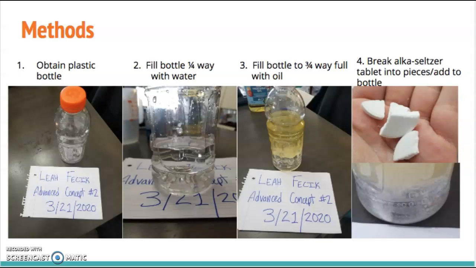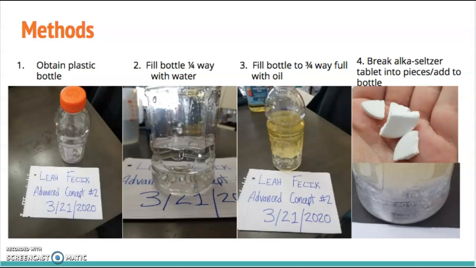First, step 1, I obtained a plastic bottle. I just used a plastic bottle that I used for a different lab. Step 2 was you fill the bottle 1/4 of the way with water. Now, the instructions were not specific as to how much, it was just an estimate. Step 3 was to fill the bottle 3/4 of the way full with oil.